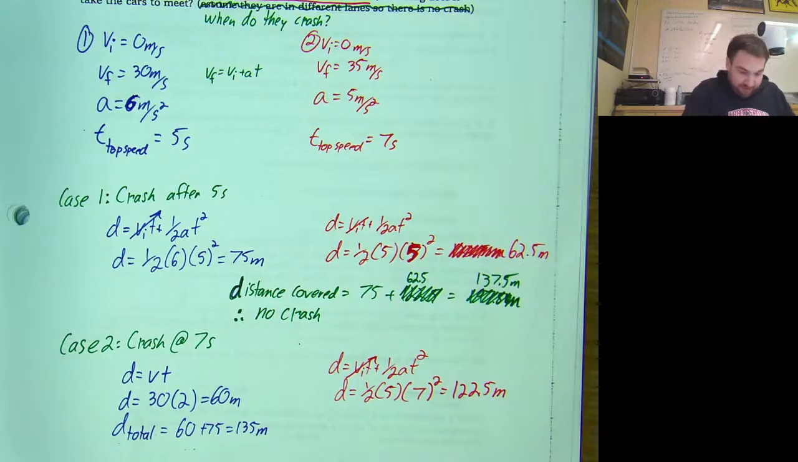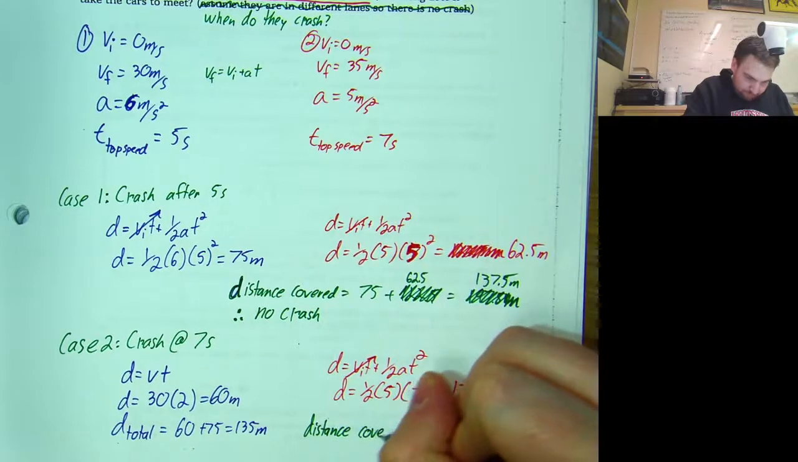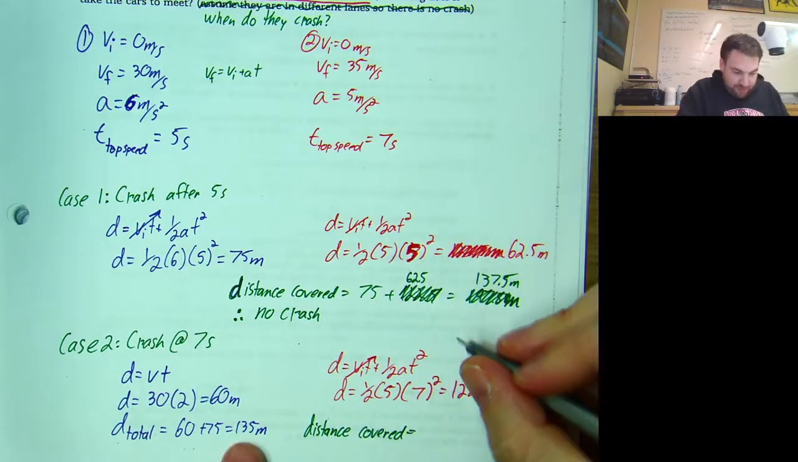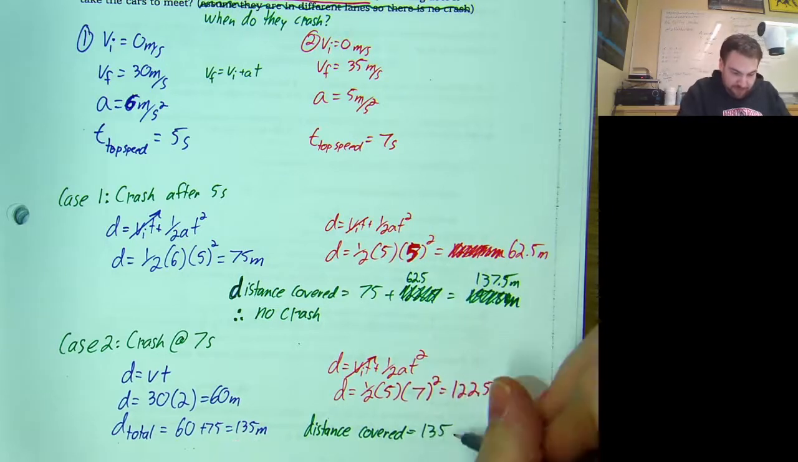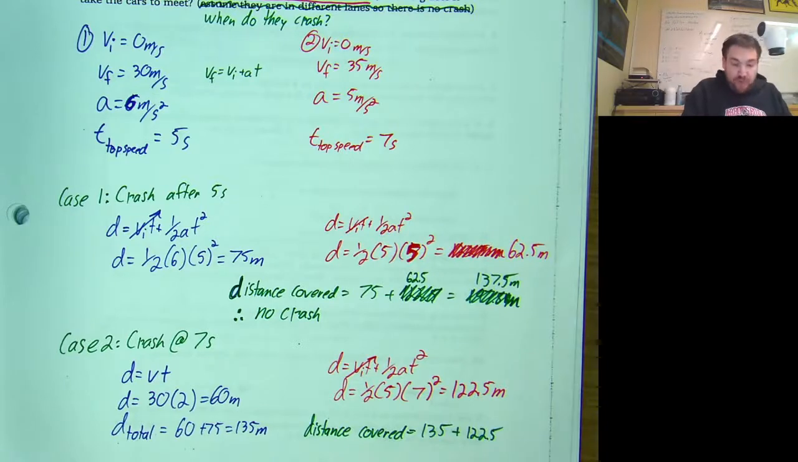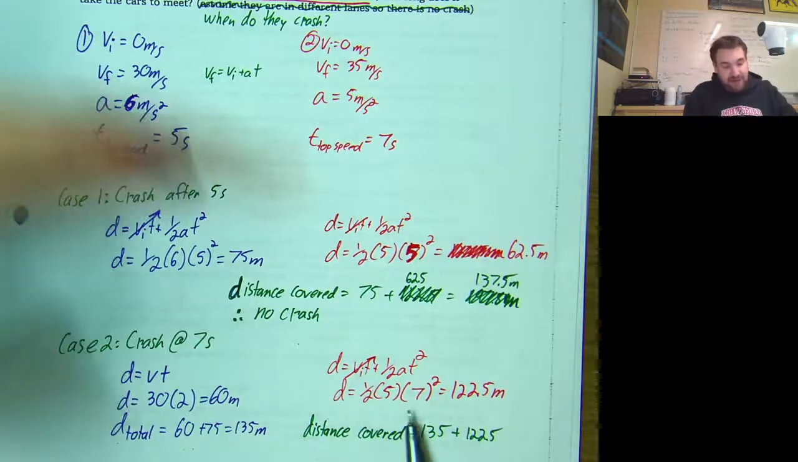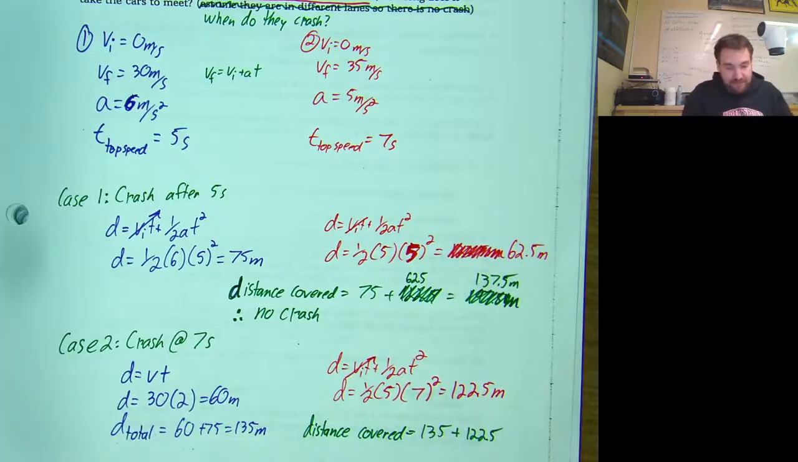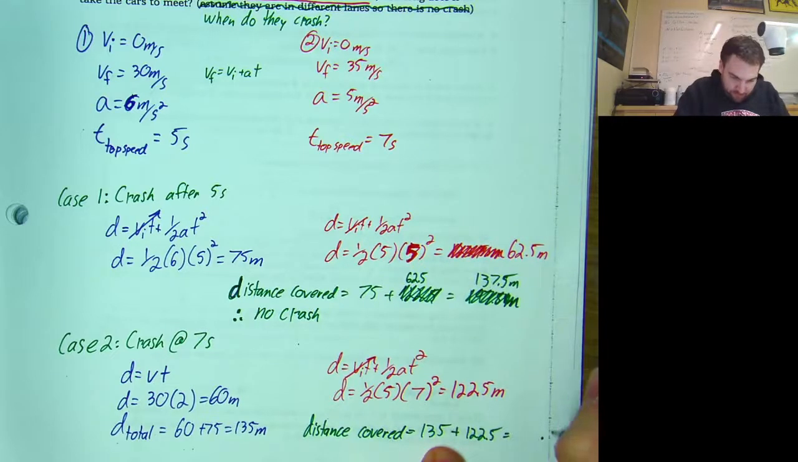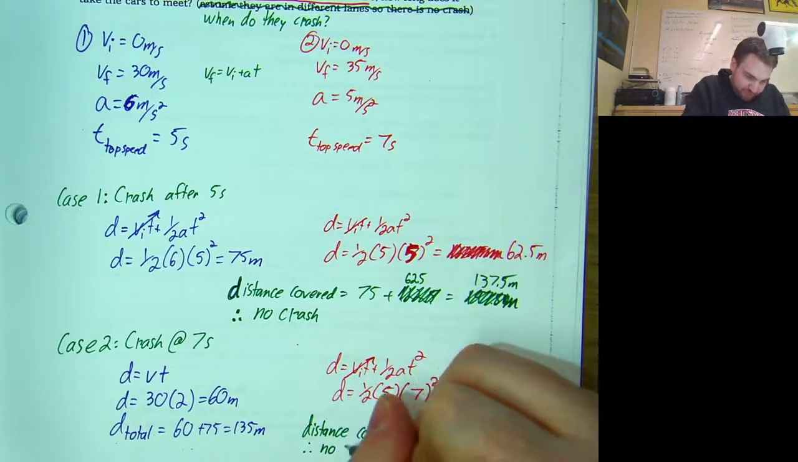So the distance covered is going to equal the 135 from the blue guy plus the 122.5 from the previous guy. We don't add these two together because this one takes into account everything up to 7 seconds, because he's accelerated that entire time. So this is going to equal 257.5 meters. No crash.